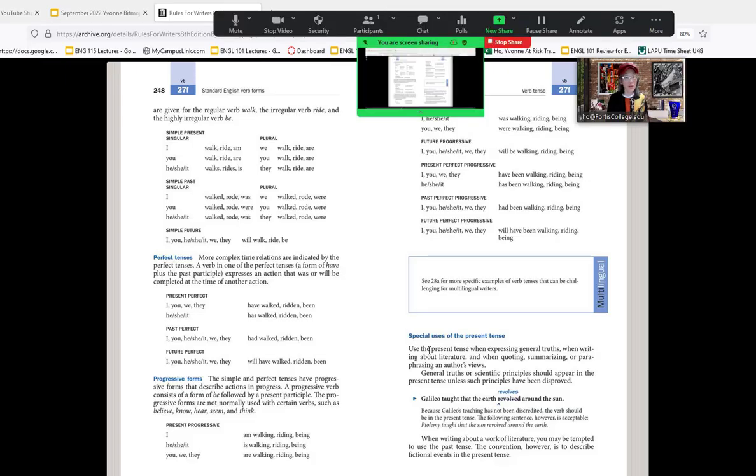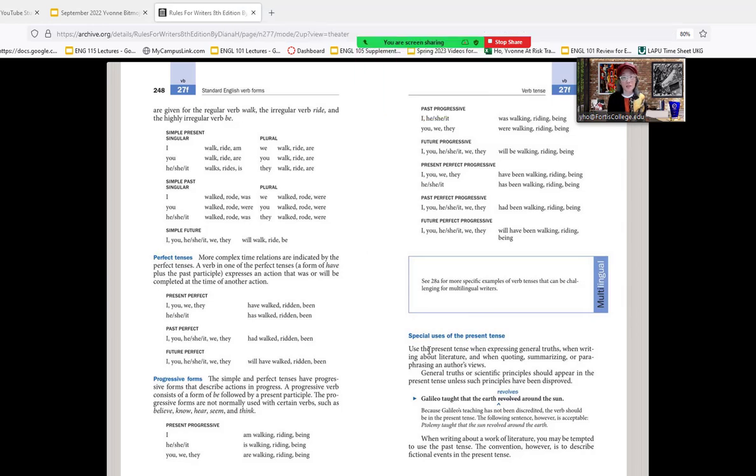And so first you have the simple tense, the simple present. The simple present is something that's happening right now. I walk, I ride, I am. Then the simple past, something that happened yesterday. I walked, I rode, I had fun.